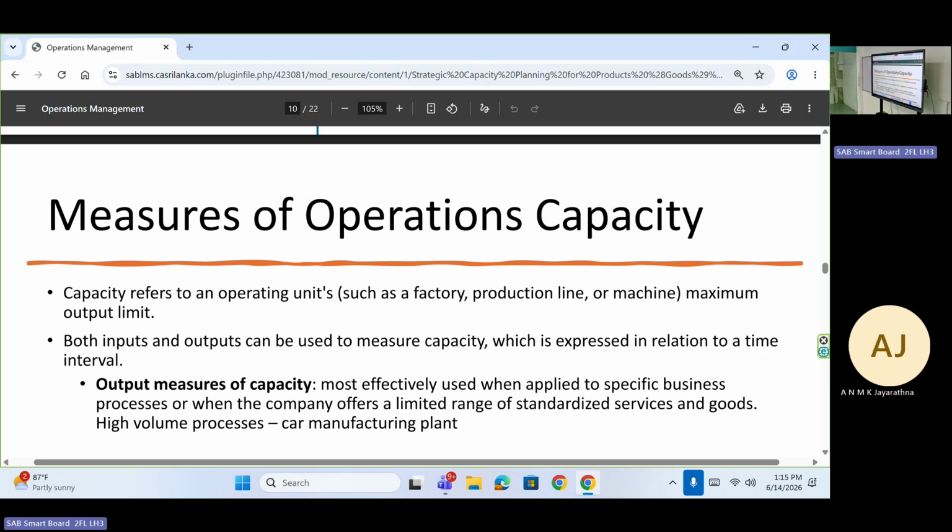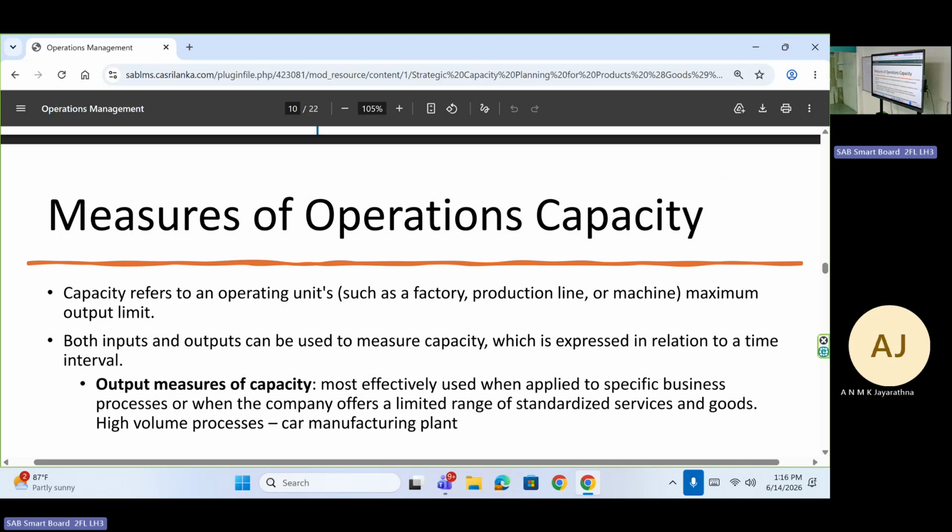But this is a service sector organization, and it's totally different if we consider a manufacturing company. Mostly they use the number of production units to measure their production capacity. For example, if we consider an apparel manufacturing company, they define their capacity based on the number of production units that they can produce: 1,000 garments per day, 5,000 pieces per day, right? So that is output based.